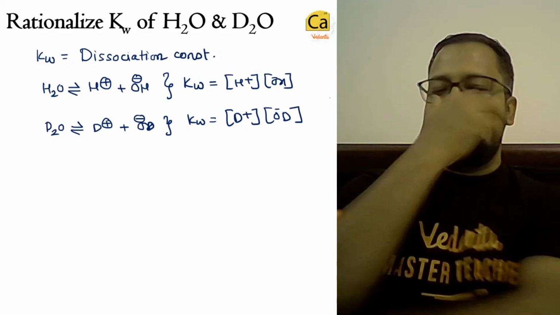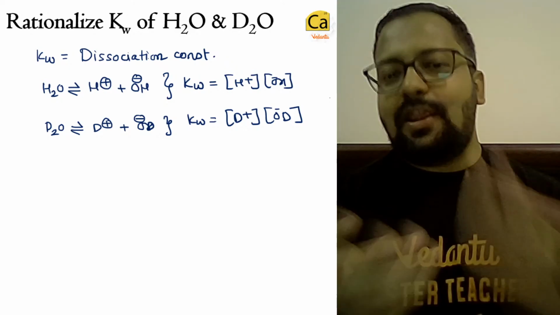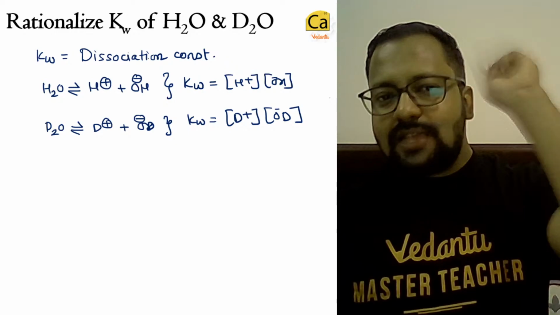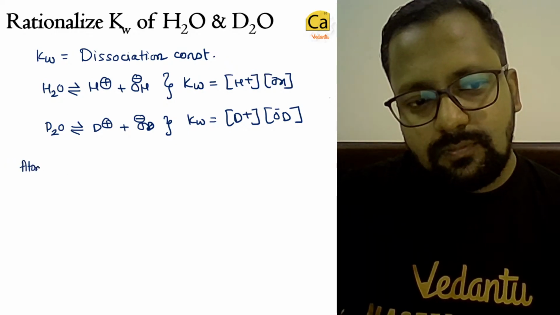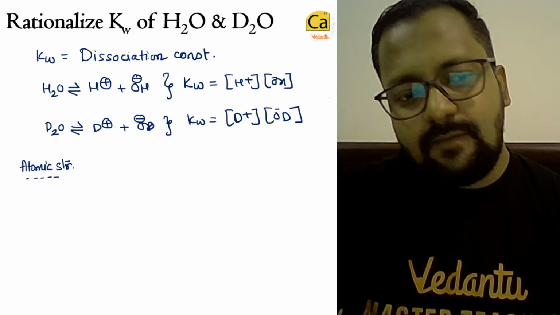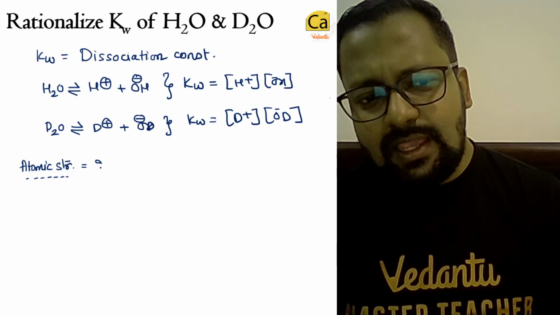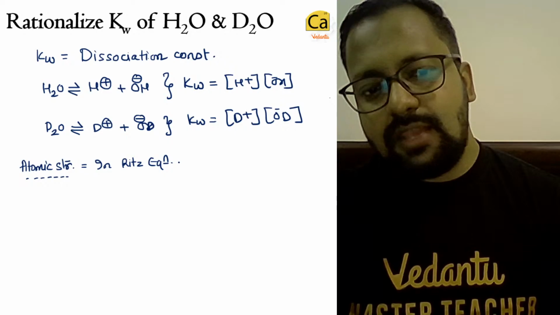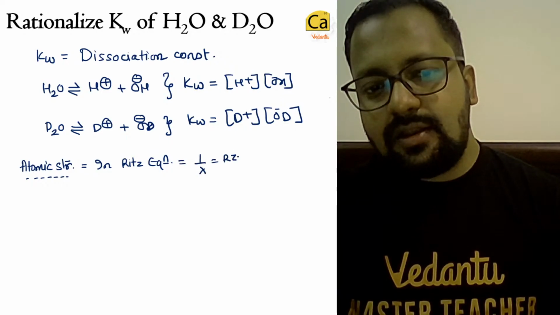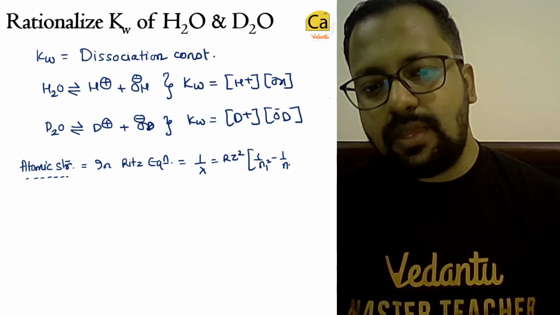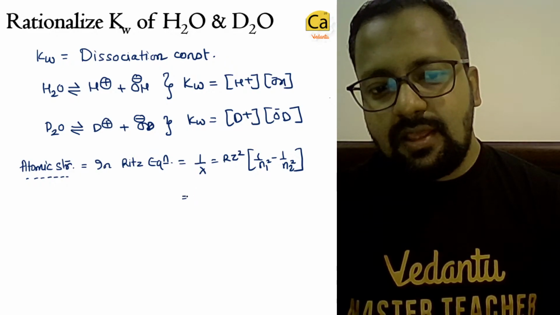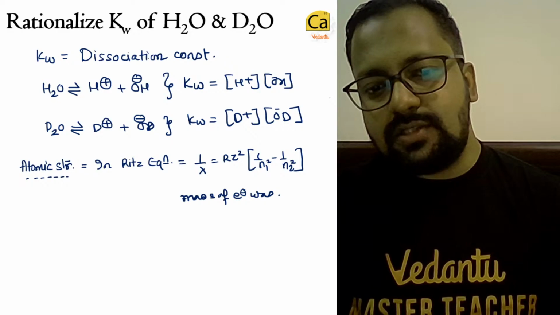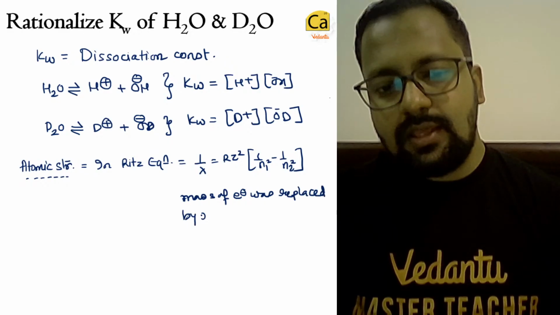One thing is, I remember the trend, but is there a way to navigate around the concept and go where this concept starts from? This concept starts from atomic structure, where you might have learned that in the Rydberg equation, 1 by lambda equals R Z square into 1 by n1 square minus 1 by n2 square, rather than taking the mass of the electron, it was replaced by the reduced mass.